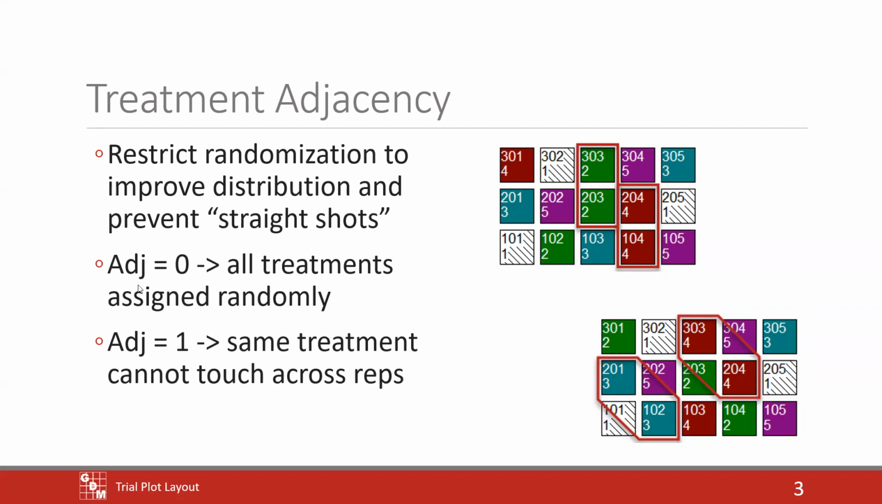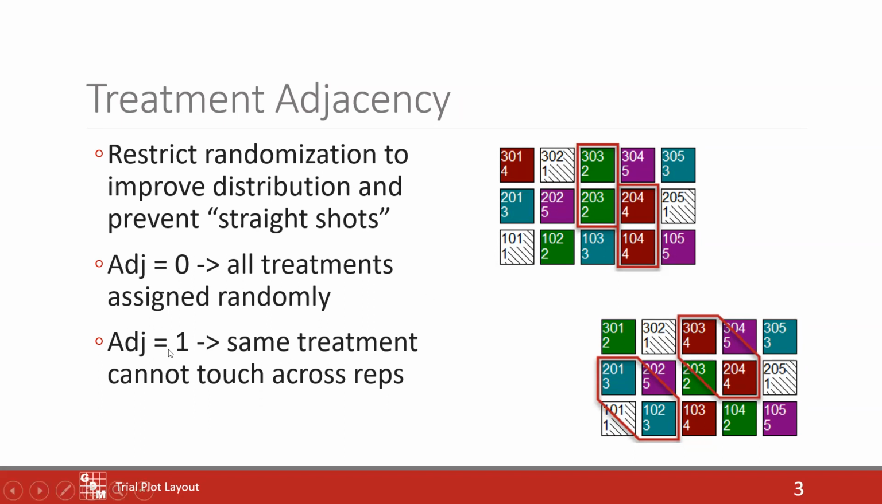So by default, the adjacency is turned off. It's set to 0. There is no checking. All treatments are put in randomly, and there is no checking of what might happen from replicate to replicate. So something like this, where they just happen to touch, they're in totally different replicates. That just happened that way. There is nothing ARM is going to do to stop and prevent that from happening.